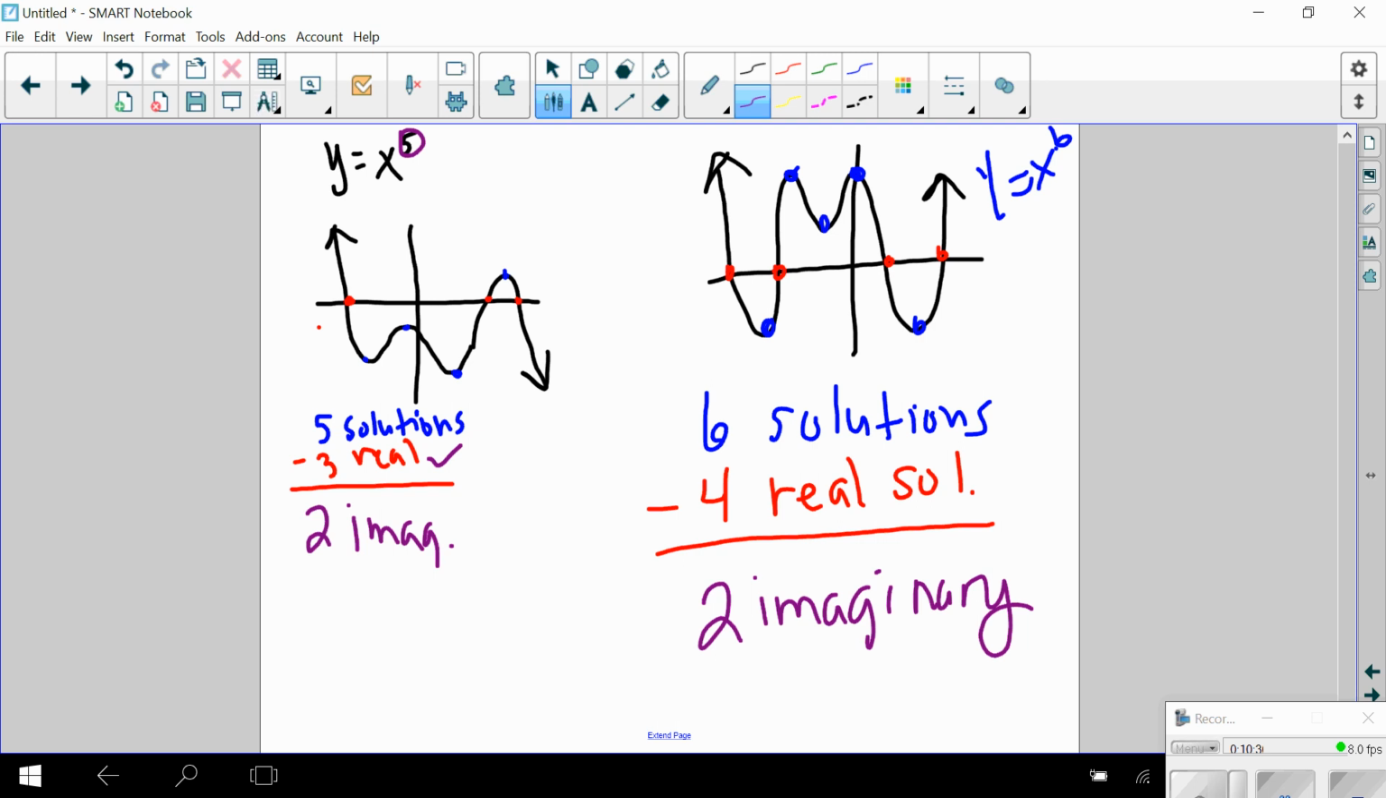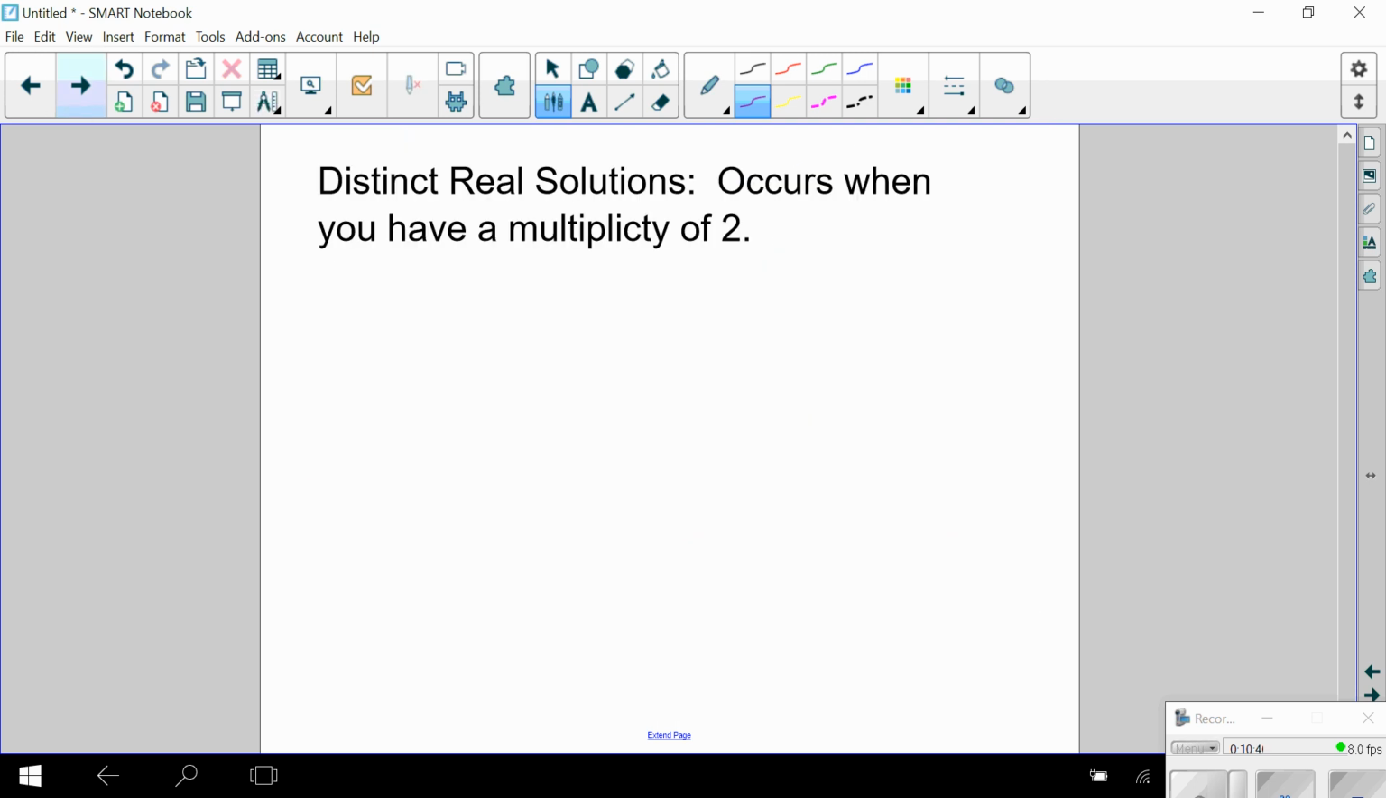Okay, one more thing. Distinct real solutions. This occurs when you have a multiplicity of 2. Go ahead, write that down. Distinct real solutions, pause it. Let me show you what I mean.